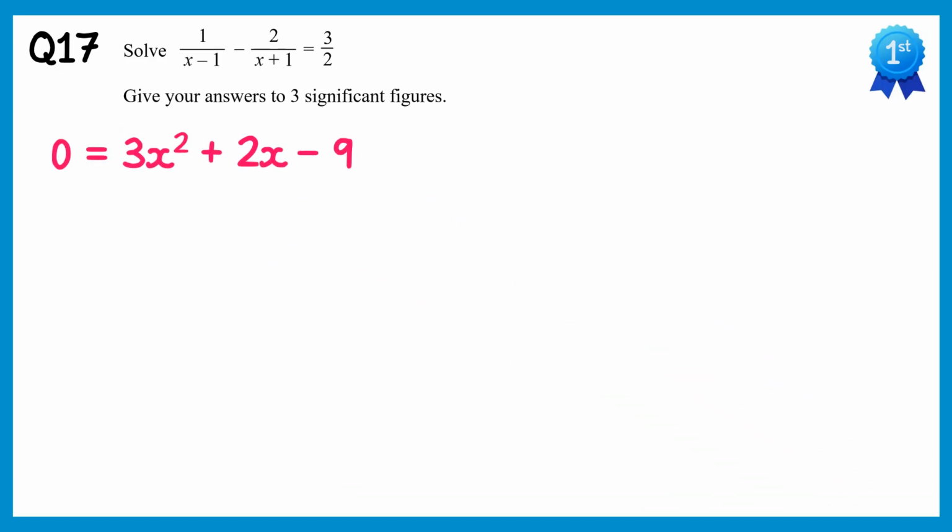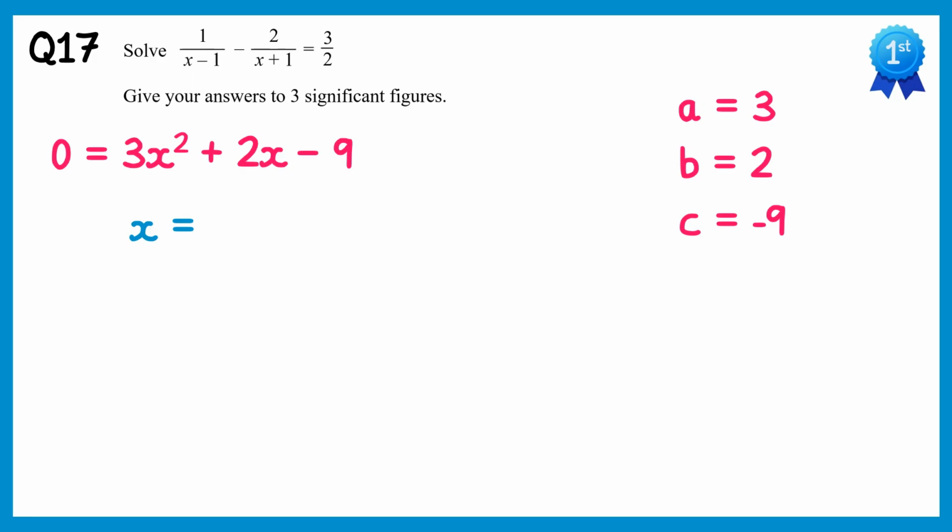Now there's a big clue in the question. It says give your answer to 3 significant figures. This tells us we need to use the quadratic formula. So a is the coefficient of x squared, that's 3, b is the coefficient of x, that's 2, and c is this constant term, which is negative 9. Now you'll find the quadratic formula for this exam at the front of your paper.